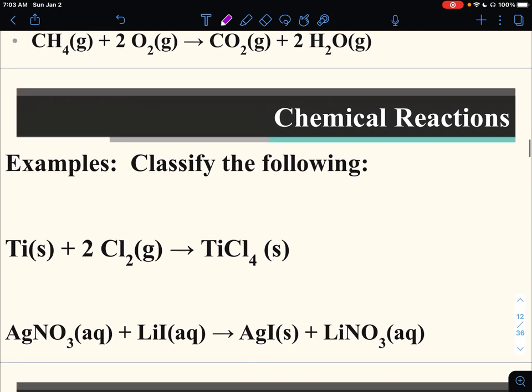So now let's take a look at some examples. So what you should do first when you're doing these examples is count the number of reactants and products you have. Because if you don't have 2 and 2, then you know it's either synthesis or decomposition, because the other 3 have 2 and 2. So here we have 2 reactants, but only 1 product. 1 product, there's only 1 reaction that has that, and that is synthesis.